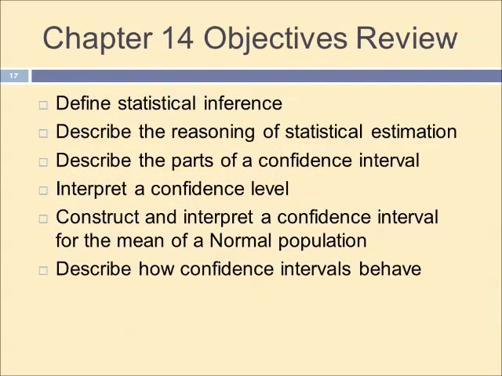So to review, we just defined what statistical inference is. We described the reasoning of statistical estimation. We talked about the parts of a confidence interval. We interpreted a confidence level, constructed and interpreted a confidence interval for the mean of a normal population, and described how confidence intervals behave.